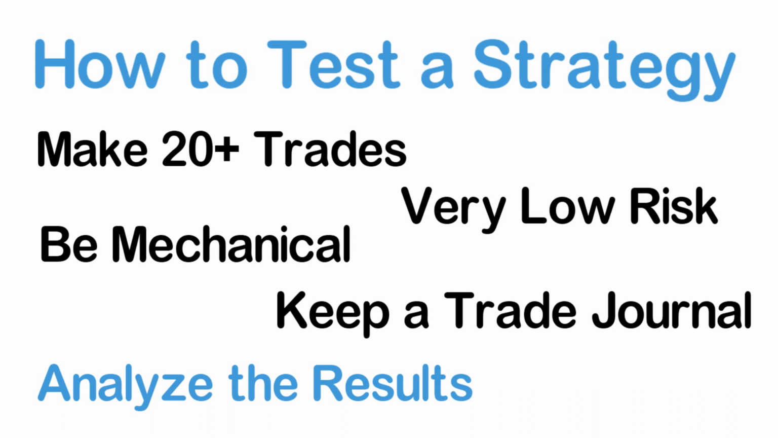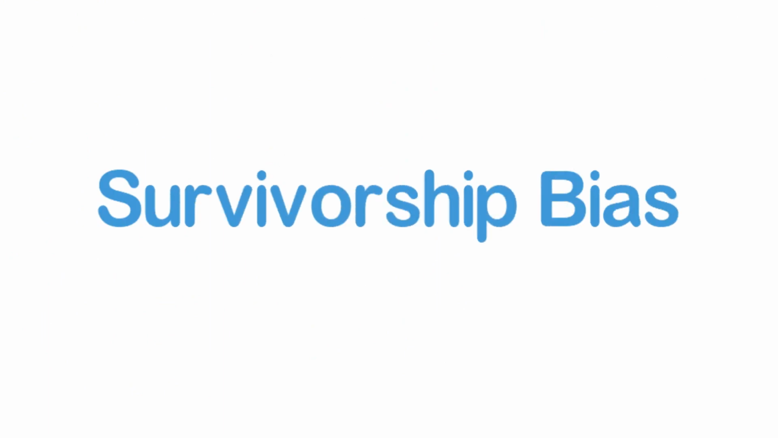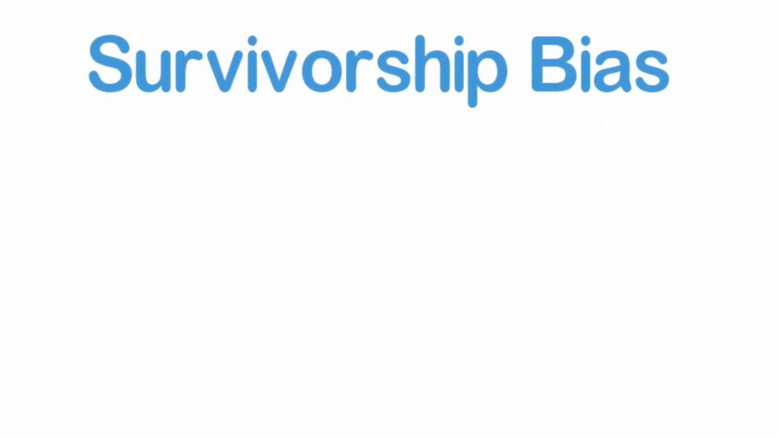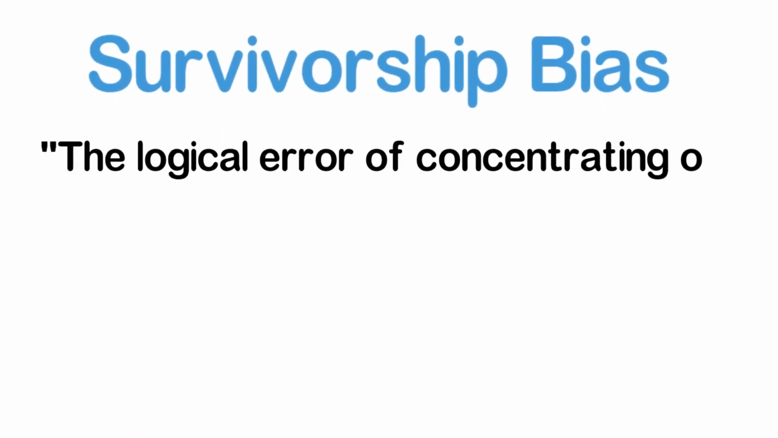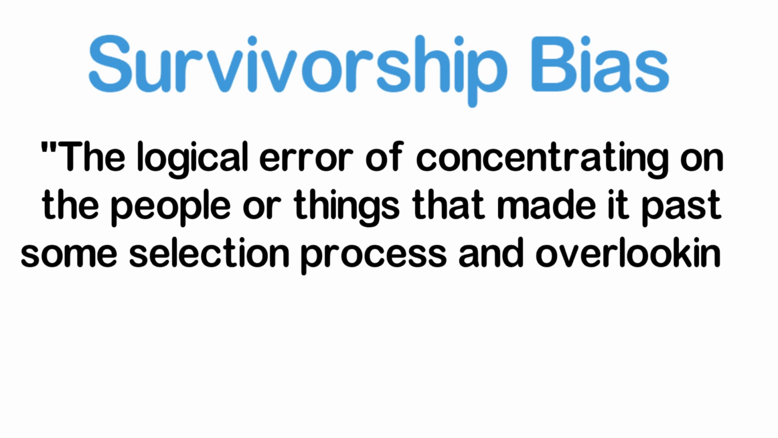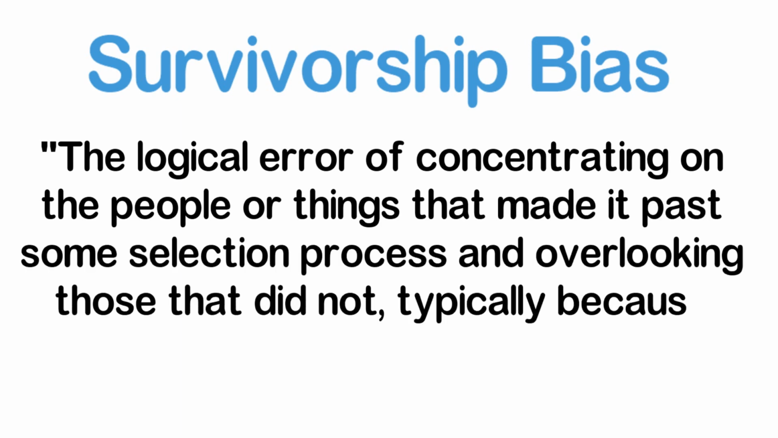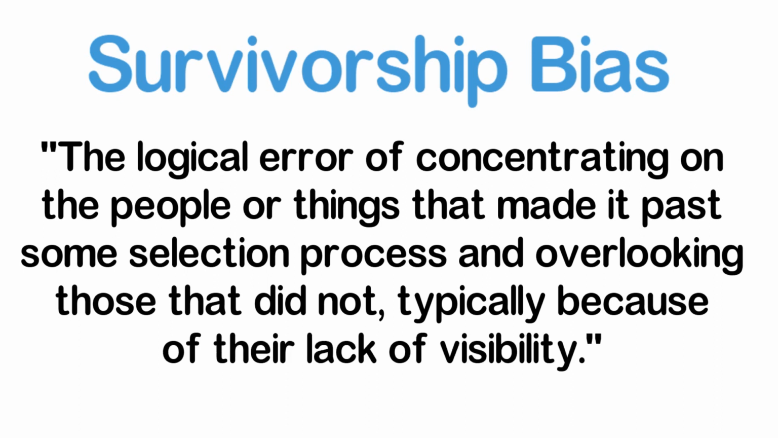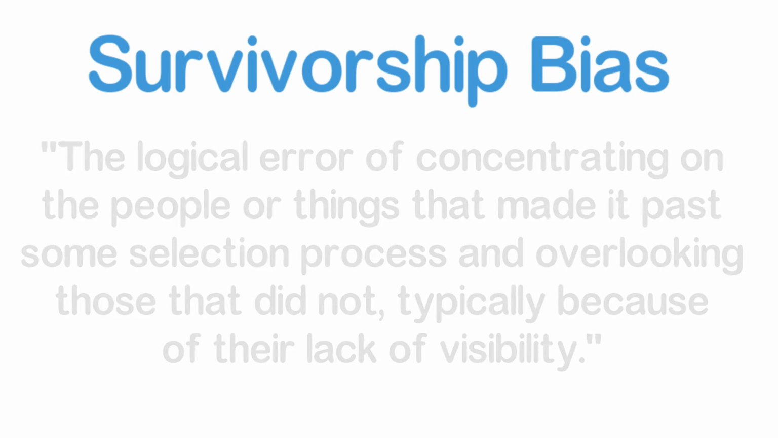The next cognitive bias that we're going to look at is the survivorship bias. Wikipedia defines survivorship bias as the logical error of concentrating on the people or things that made it past some selection process and overlooking those that did not, typically because of their lack of visibility. Let's once again look at a couple of examples to better understand what this means.